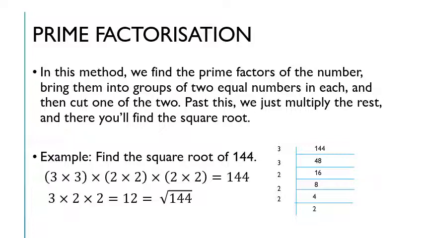Like in this situation, in the 3 sets that have been made, 3 has been cut and 2 has been cut, and then one more 2 has been cut. Therefore the numbers that are left are 3, 2 and 2. When you multiply these, you finally get the answer as 12, which is truly the square root of 144.